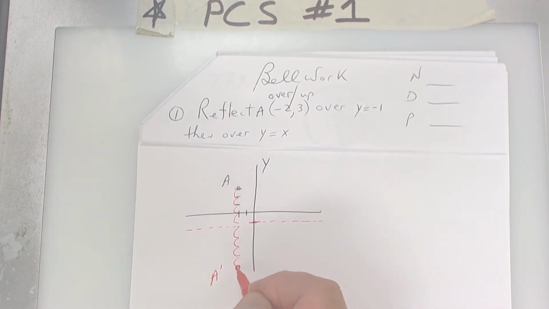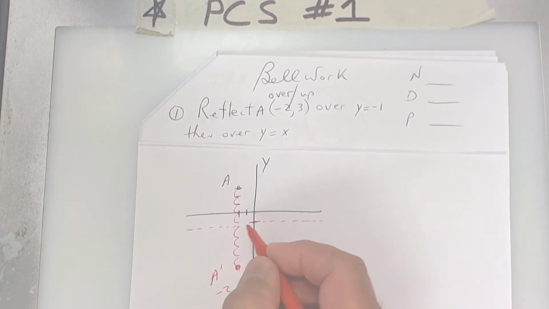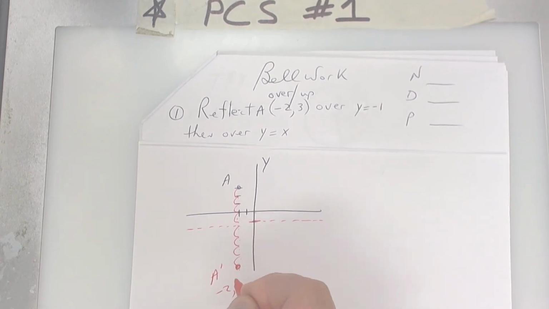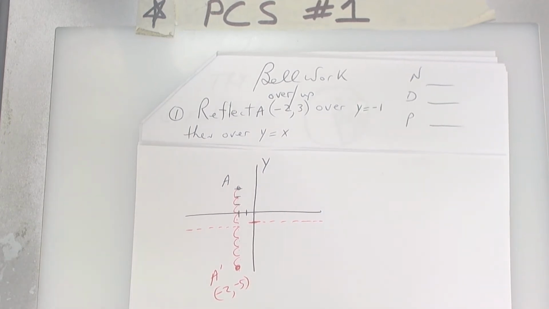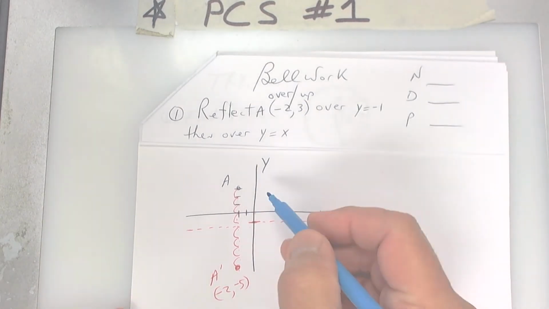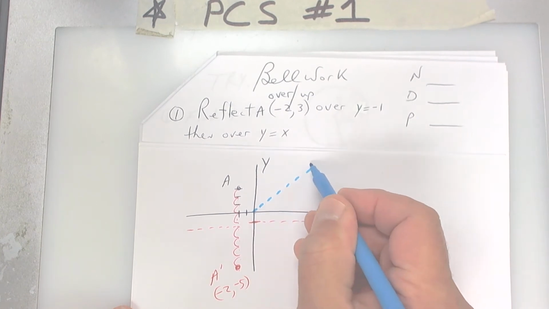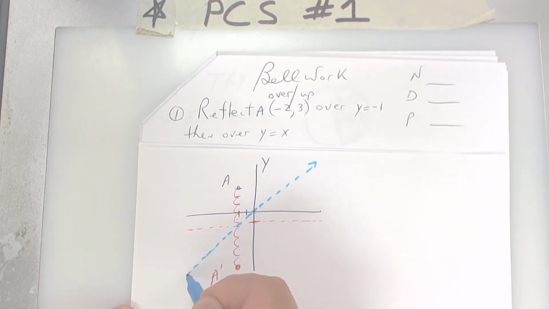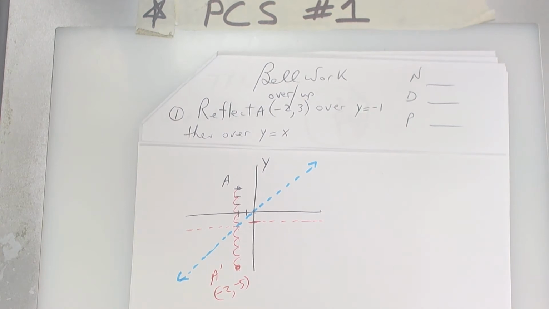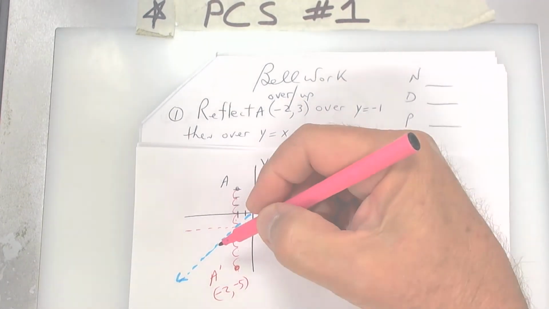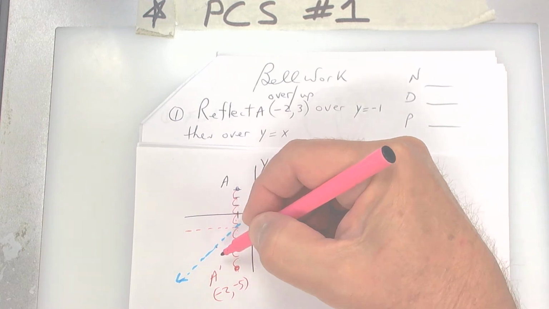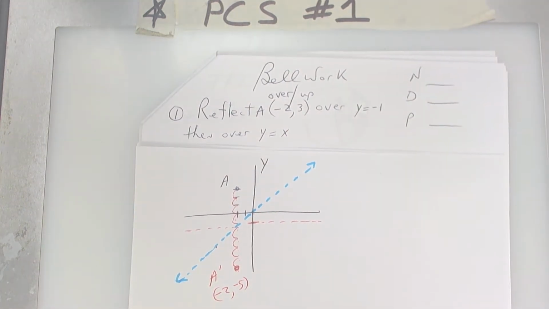Now, where is this point? This point is negative 2 and then down 1, 2, 3, 4, 5. Down 5. Okay? But we're not done. They want you to reflect it over this line, which is y equals x. Y equals x is a 45 that looks like this. Now, to reflect it, you're going to go perpendicular. Now, perpendicular to this would be 90 degrees. Let me see if I have something to show you what that looks like.